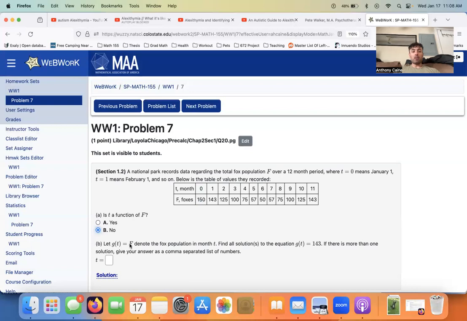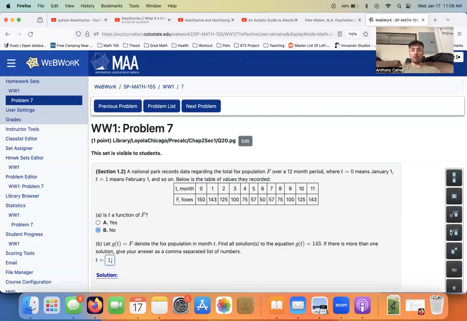All right, let g of t equal f. So now we're going down. The input is t, so the input is this row, and the output is f. The output is this row. Okay, g of t denotes the fox population in t months. Find all solutions to g of t equals 143. So when is the population 143? Well, month 1 and month 11. All right, 1, comma, 11.